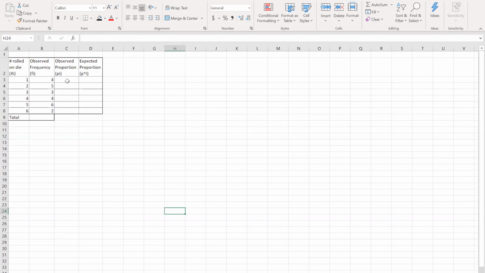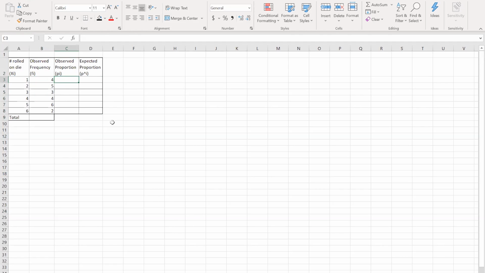So for this frequency table, we have the number on a rolled die, a six-sided die, and the frequency of occurrence, so the observed frequency. Just a note, frequency refers to the actual count, the actual number of times we saw something. Proportion is the proportion of times, so it's less than one. All of these proportions should be less than one. Frequency should be a whole number.